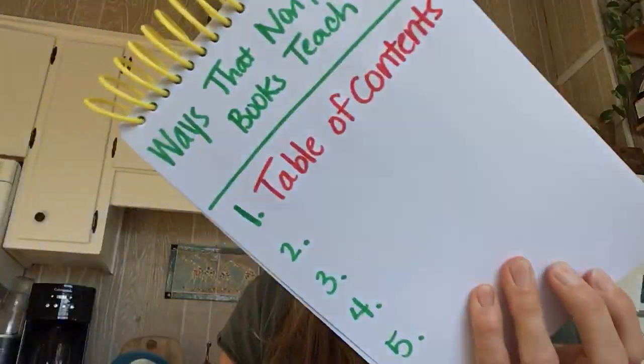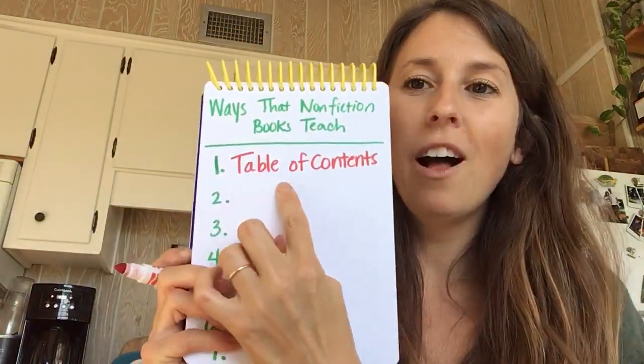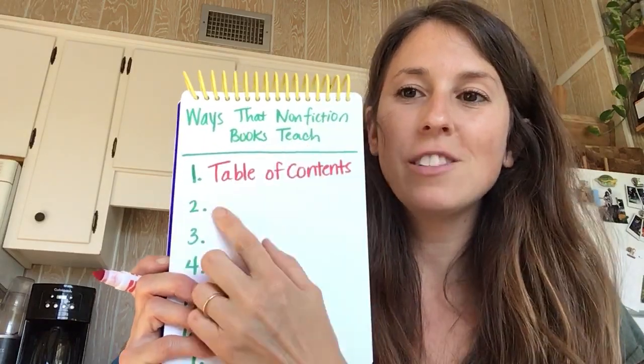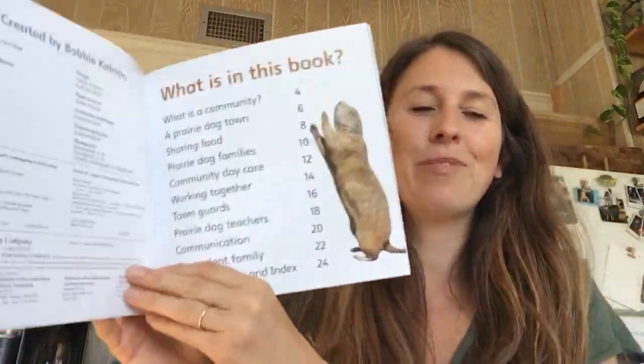Who remembers? Table of contents. So one way that nonfiction books teach us is with the table of contents. You remember? That was on the first page. Very good. Okay. Who can think about another text feature that we learned about today in our book? Give you a minute to think.